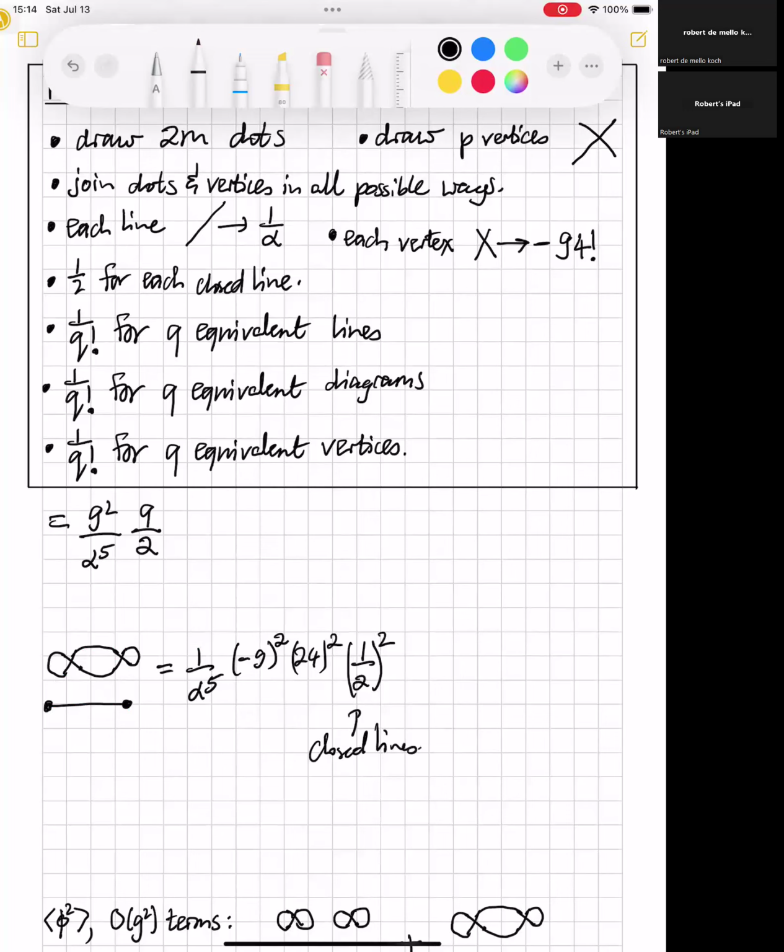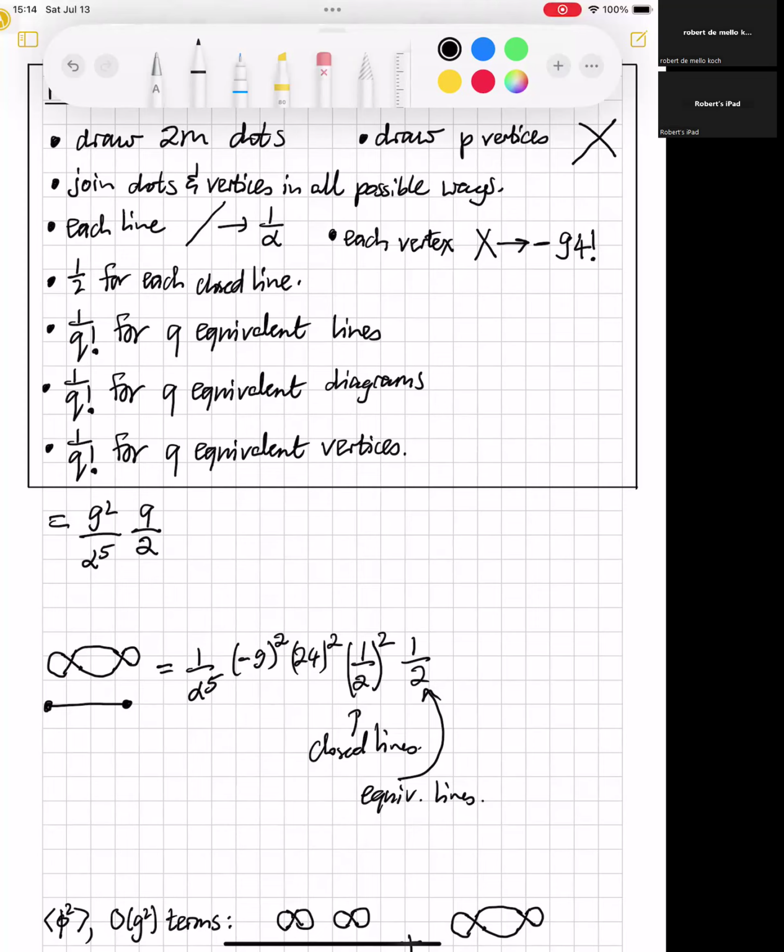Then we can ask, how many equivalent lines do we have? Well, this blue line over here has the same start and end point as this red line over here. So we've got a total of 2 equivalent lines. If we've got q equivalent lines, we have a factor of 1 over q factorial. So we'll have a factor of 1 over 2 factorial, which is just 1 over 2. And this is for equivalent lines. Then how many equivalent diagrams? Well, no diagram is repeated, so we don't have to bother about equivalent diagrams.